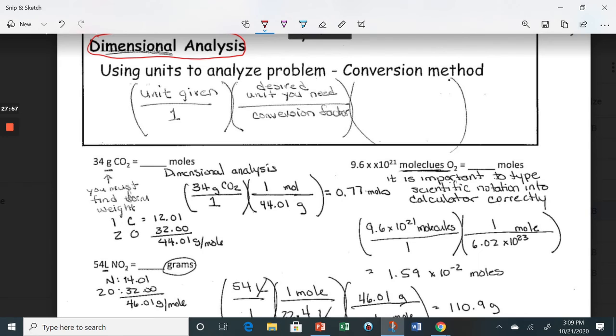You start with a unit that you're given, and you have to go to the desired unit that you want. The desired goes on the top. The conversion factor goes on the bottom. You might need a third one in case you're going through the center of the mole triangle, going from one leg to another. We're building, and we're going to go even more than that.